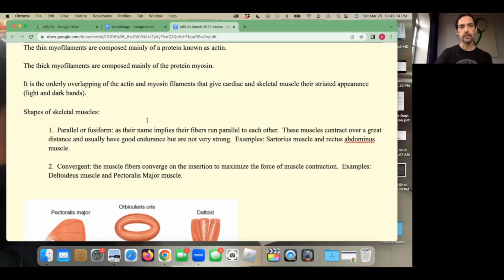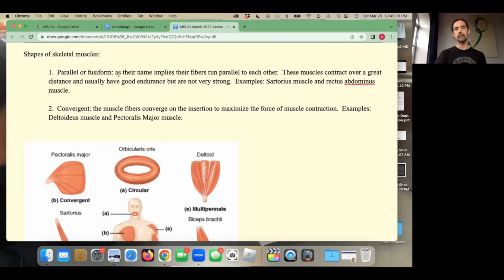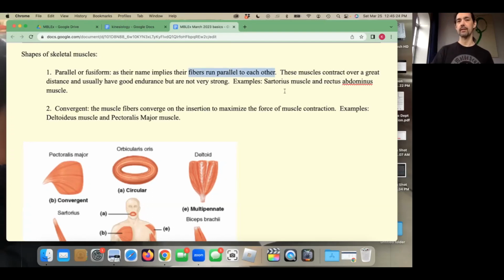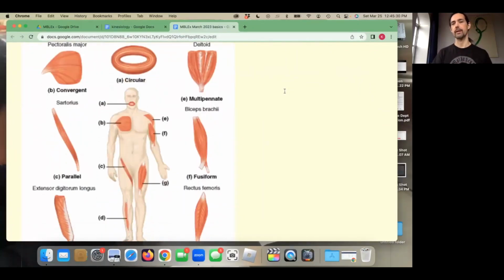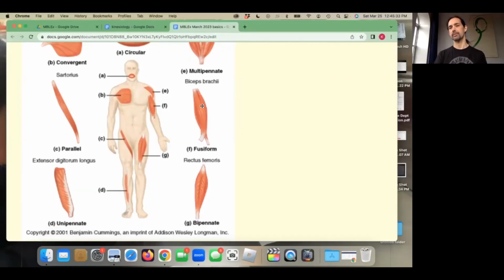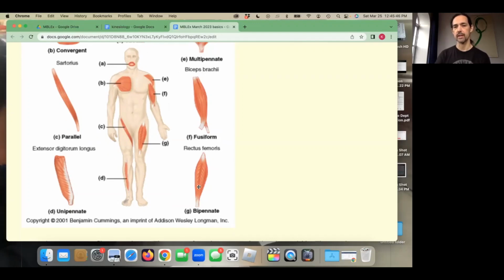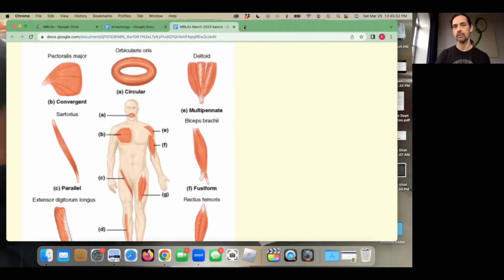Okay, all right. So the shapes of skeletal muscles. So parallel or fusiform. Parallel is where the fibers run parallel to each other, and that's what I think of as most of the muscles in the body. So parallel includes, here they're showing the biceps brachii, the sartorius muscle. It also would include, oh no, the rectus femoris is not, the rectus femoris is bipinnate.